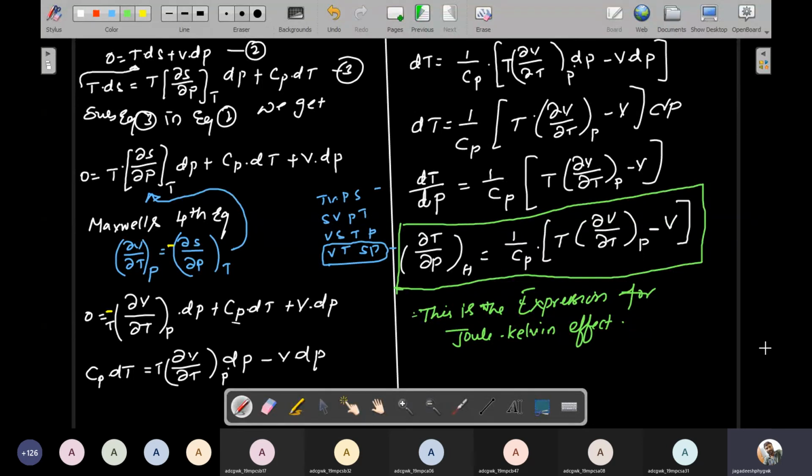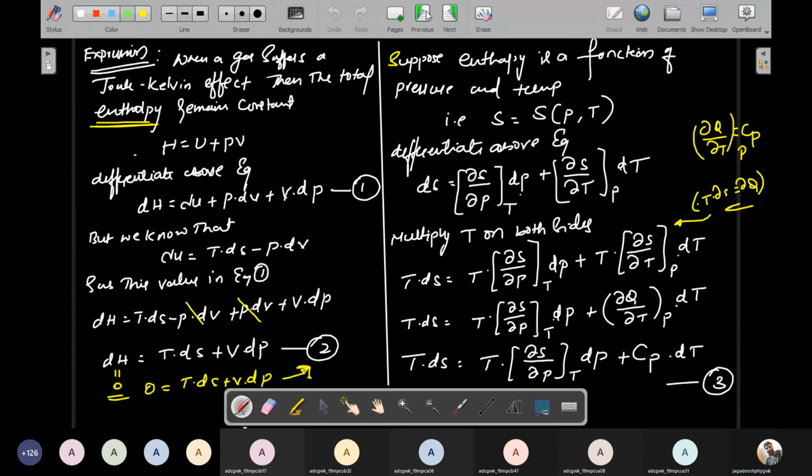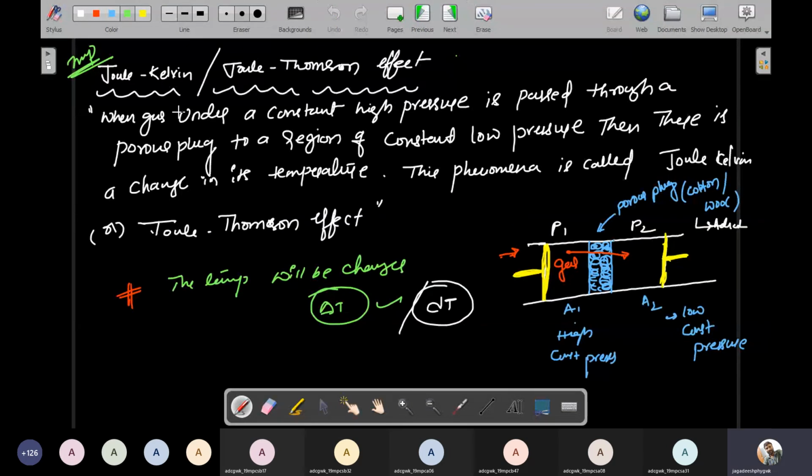So our aim. Once again, you will see the previous topics paper. I want to derive Joule Kelvin effect or Joule Thomson effect. What is the Joule Kelvin effect? When a gas under a constant high pressure is passing through a porous plug to a region of constant low pressure, then there is a change in its temperature. This phenomenon is actually called Joule Kelvin effect.